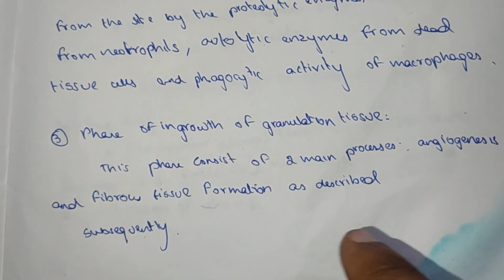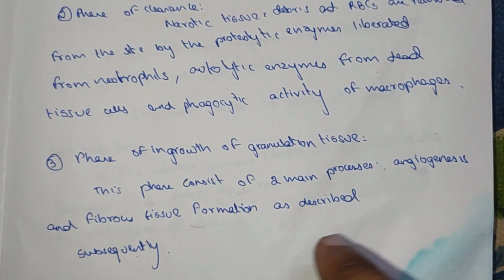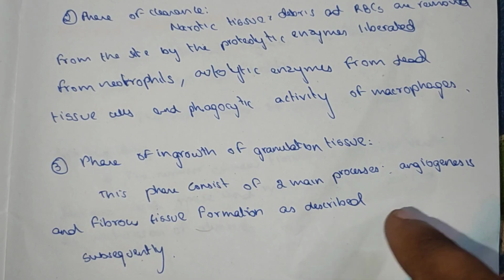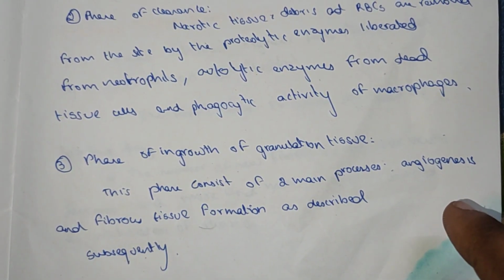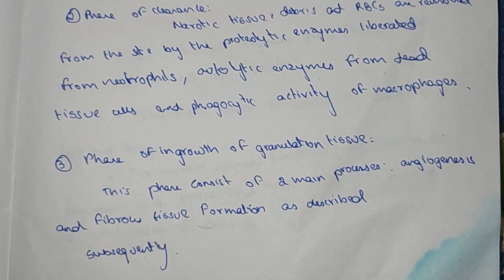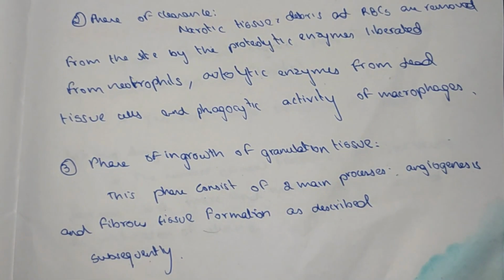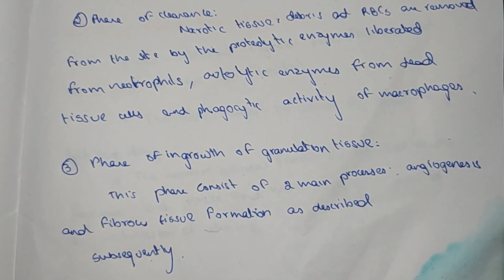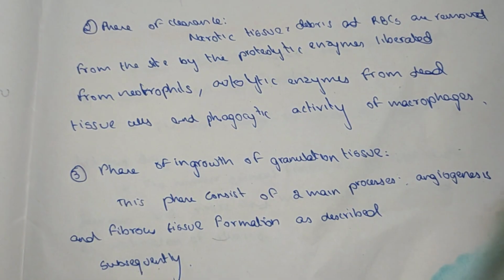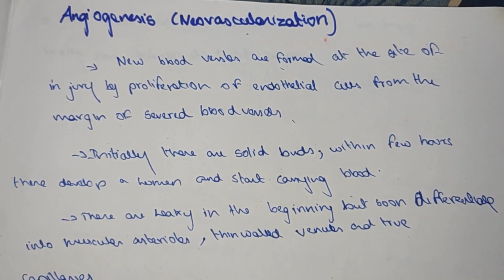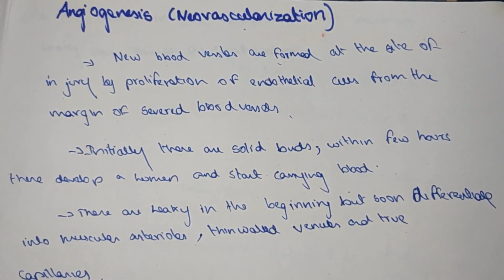The phase of growth of granulation tissue. This is the phase where two main things happen. The first one is angiogenesis and the second one is fibrous tissue formation. These are the two steps which happen in this phase of growth of the granulation tissue. Angiogenesis is neovascularization.